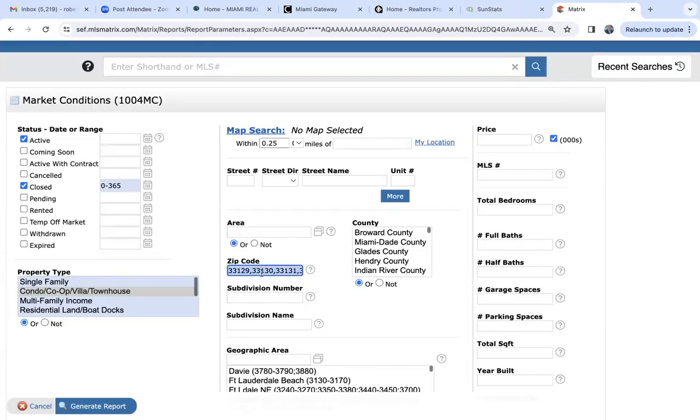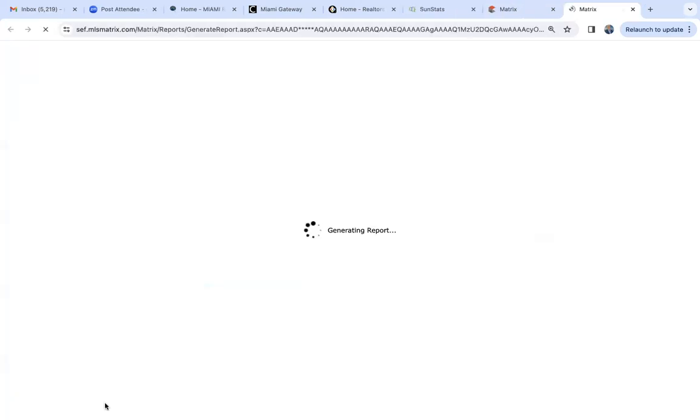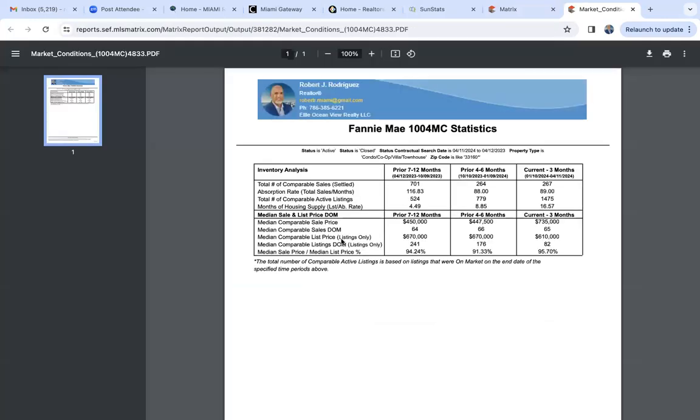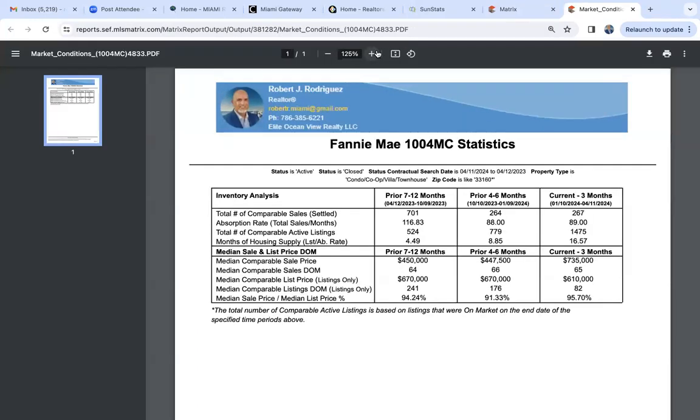You can do the same thing for, say, Sunny Isles. Sunny Isles, 33160. Right? And let's click on generate report. Let's take a look at Sunny Isles. All right, so in Sunny Isles we went from 4.5 months to 8.5 months, and now to 16.5 months in inventory. We went from 524 active listings up to 1,475 active listings. Pretty cool numbers here, and it's a very good indication.